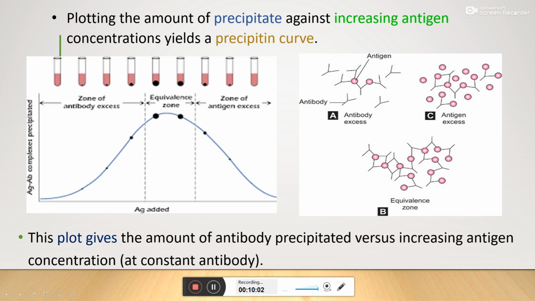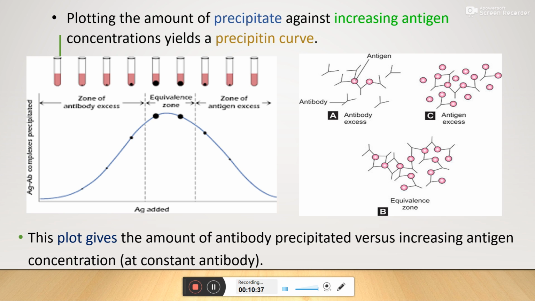According to the precipitate formed, we mark them in order, and we get a curve. This curve is called the precipitin curve. This curve has some significance: this plot gives the amount of antibody precipitate versus increasing antigen concentration.